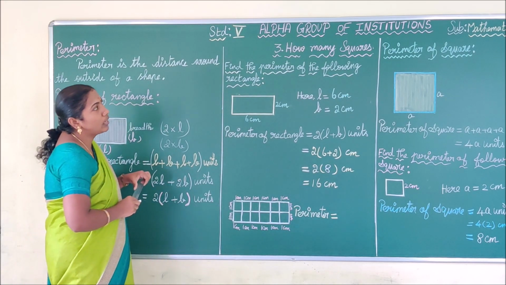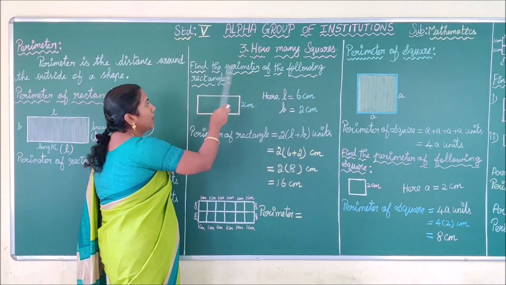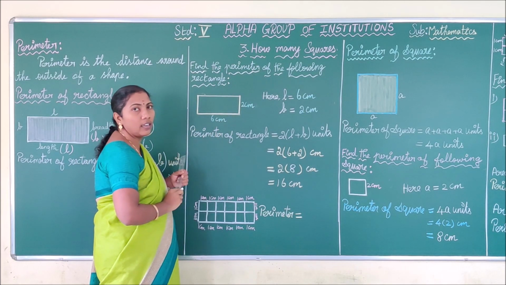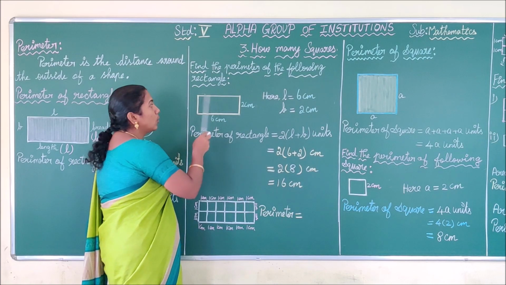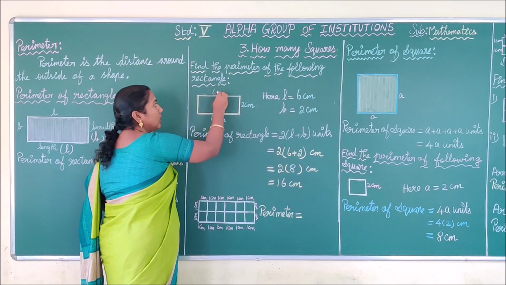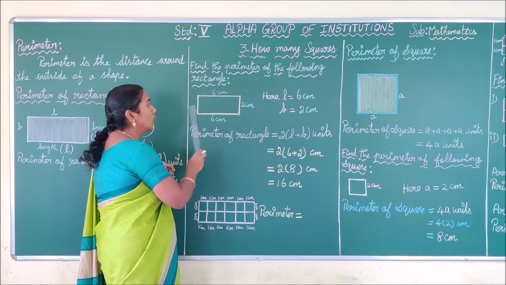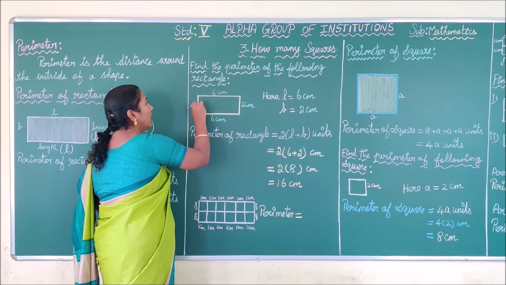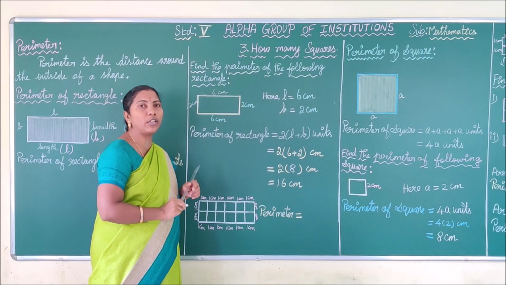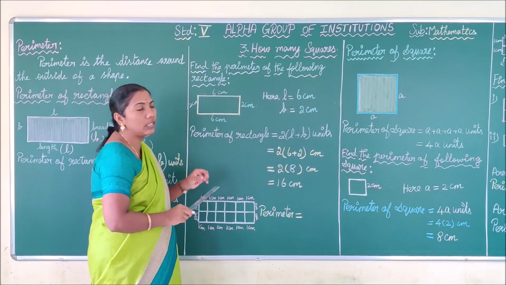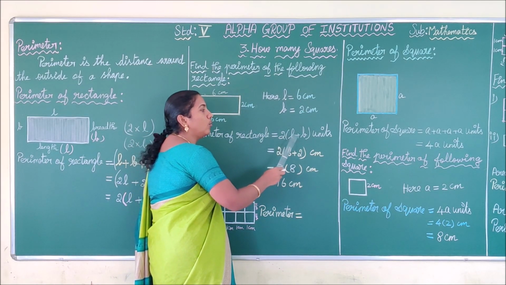Now we are going to calculate the perimeter of rectangle for example. See here. Find the perimeter of the following rectangle. They have given one rectangle. What is its length? 6 cm. So this side is also 6 cm. What is the breadth? 2 cm. So this side also 2 cm. We know the formula for perimeter of rectangle. What is the formula? 2 into L plus B. So you have to write the formula as perimeter of rectangle equal to 2 into L plus B units.